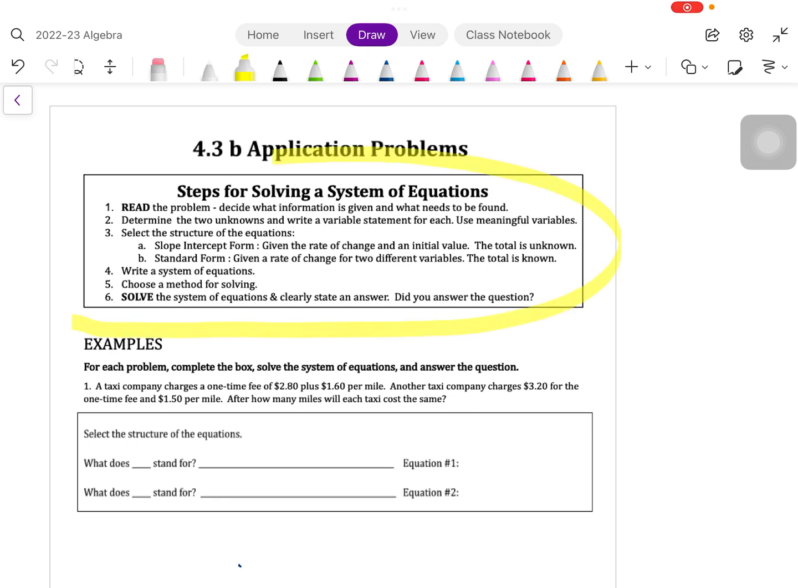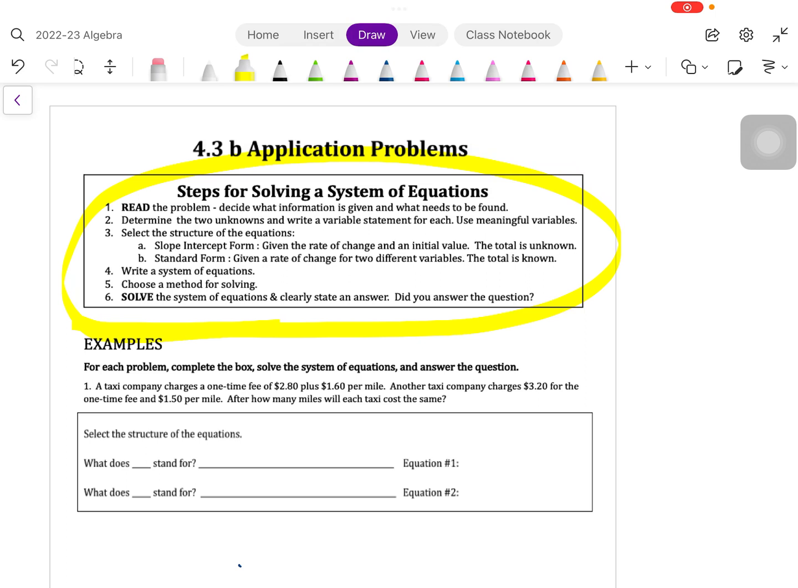So many times when solving a system of equations, we want to see how that applies to a real-life situation. So we're going to look at some application problems today, and I know that's kind of challenging. So I put some steps in here that I hope will be helpful for you when solving these equations. So let's just read through these together first.